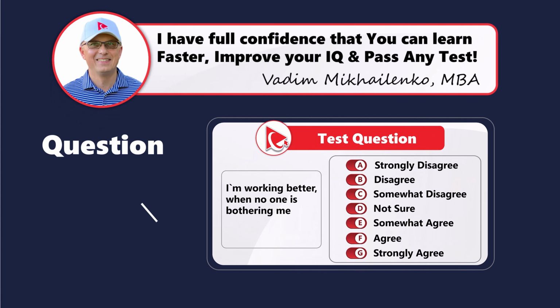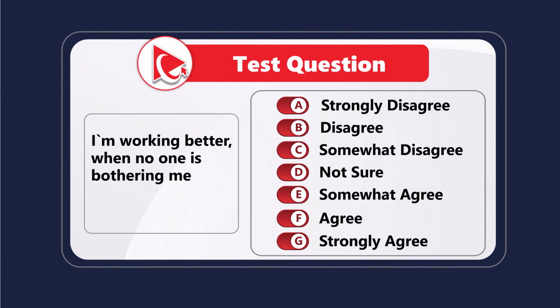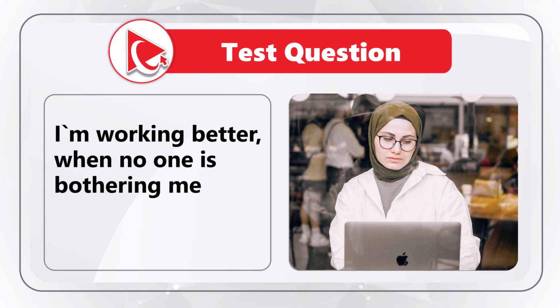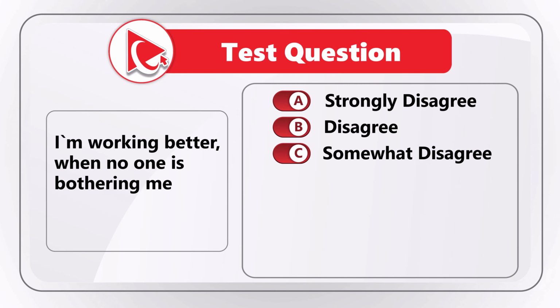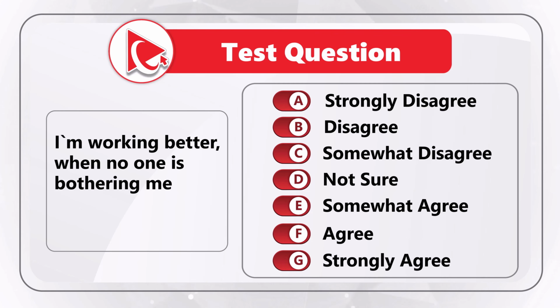Here's an amazing question we frequently see on the test. You're presented with a statement. In this case, the statement is, "I'm working better when no one is bothering me." You need to select your answer out of 7 possible choices. Choice A, strongly disagree. Choice B, disagree. Choice C, somewhat disagree. Choice D, not sure. Choice E, somewhat agree. Choice F, agree. And last but not least, choice G, strongly agree.